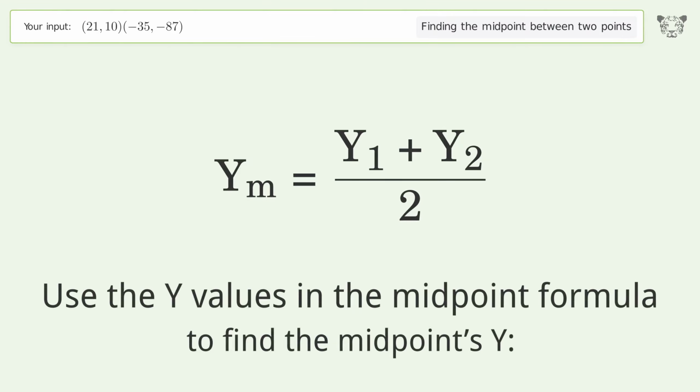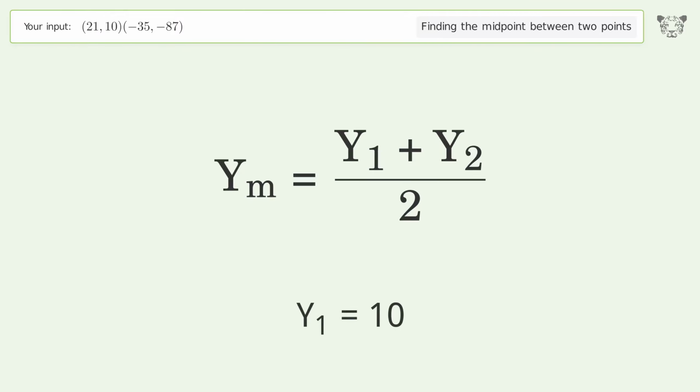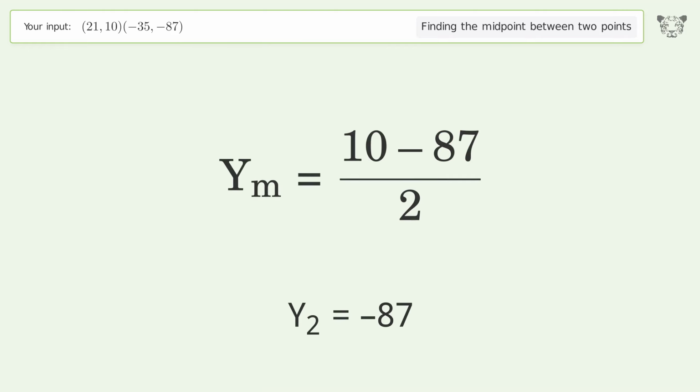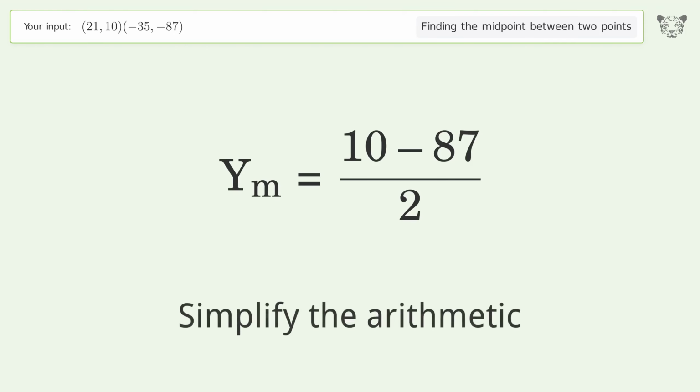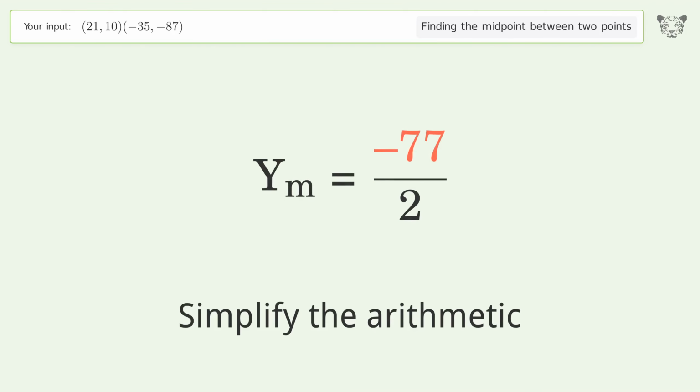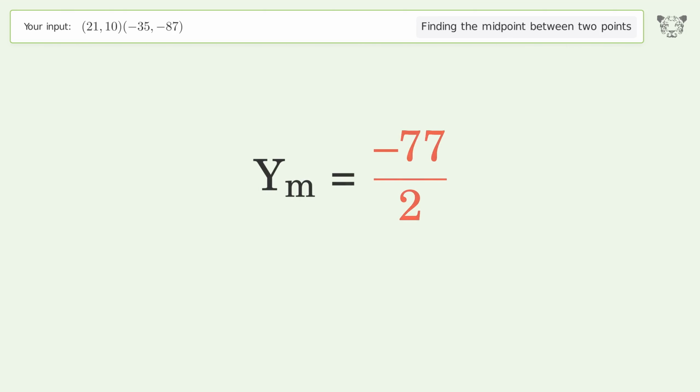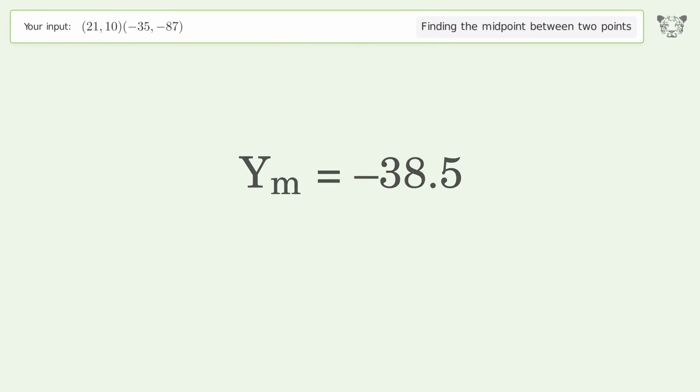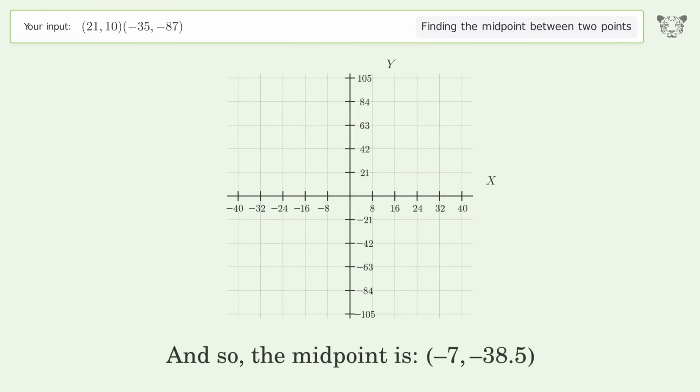Use the y values in the midpoint formula to find the midpoints y. y1 equals 10. y2 equals -87. Simplify the arithmetic. And so, the midpoint is -7, -38.5.